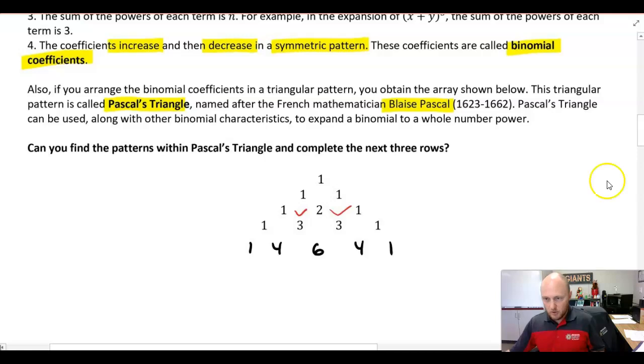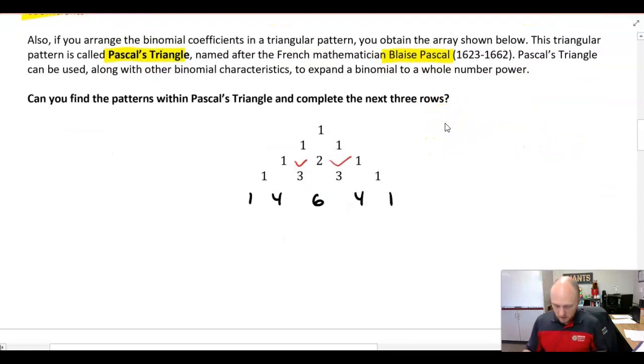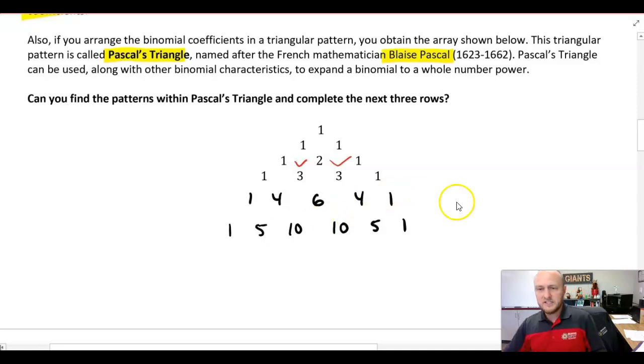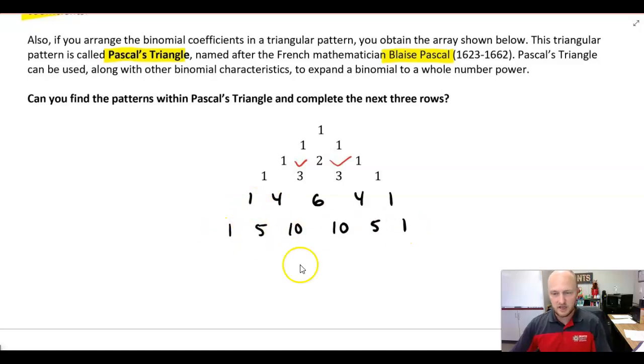Okay. So they say complete the next 3 rows. Well, this next row, 1, 5, if I add these, right? And this next number comes directly from the power. So this is power 0, this is power 1, this is power 2, power 3, power 4, power 5. And then if I add 4 and 6, we would have 10, 6 plus 4, 10, and then 5. And then lastly 1. The whole idea here with Pascal's triangle is it's symmetrical. You could fold one half over onto the other, and you would have the same coefficients.